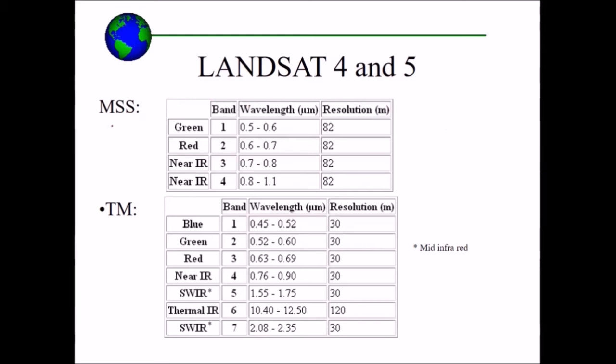So for Landsat 4 and 5, with MSS we have 4 bands, with TM we have bands 1, 2, 3, 4, 5, 6, 7, and this is your mid-infrared, and these are the wavelengths. Resolution is 80 meter for multispectral. For thematic mapper we have a resolution of 30 meter, only thermal IR has 120.